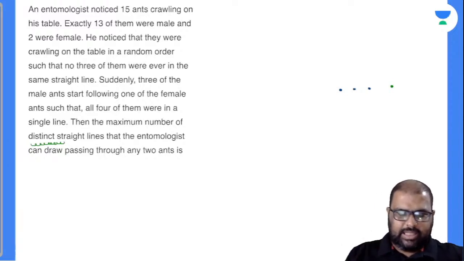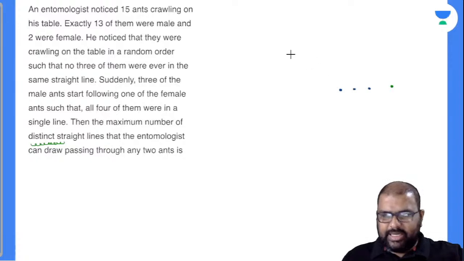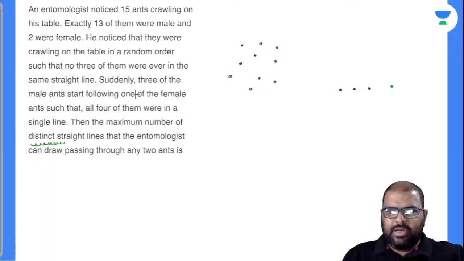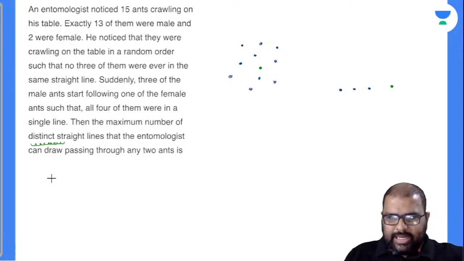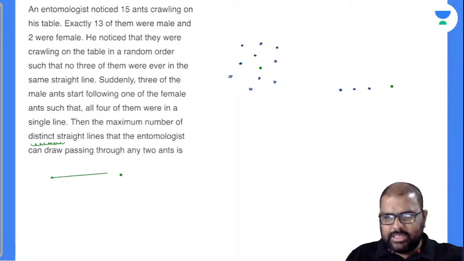So totally there are 13 male. So 3 male are in a straight line, remaining 10 in random: 1, 2, 3, 4, 5, 6, 7, 8, 9, 10. And 2 are female, which means 1 is somewhere here. Now, the point here is you need to know a little bit of geometry. In order to form a straight line, you need a starting point and an ending point. In between this, you can draw a line segment. Am I right or wrong?